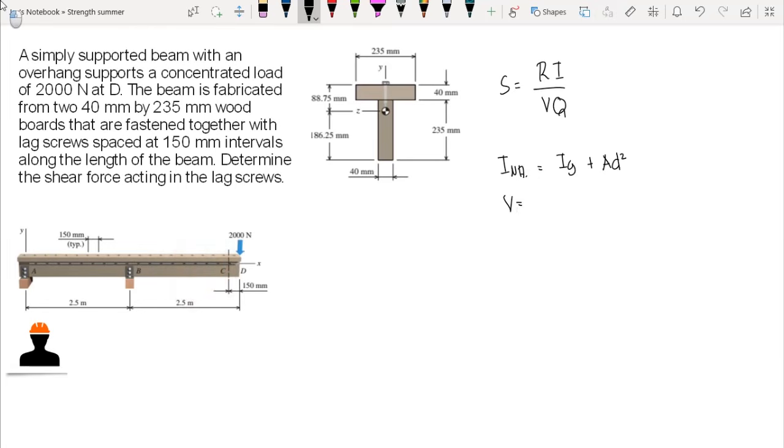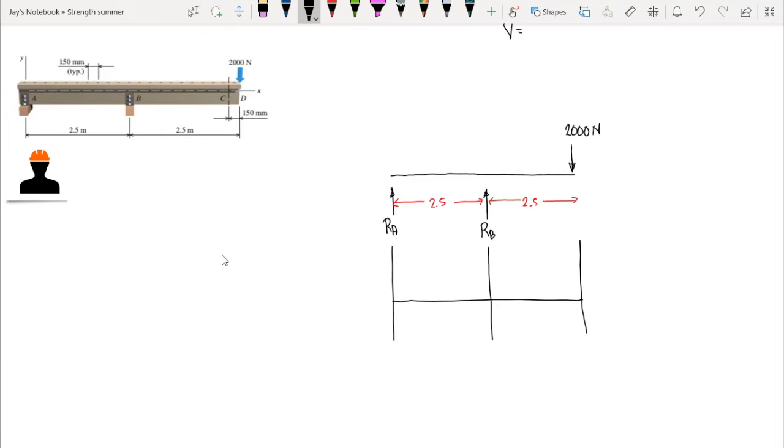So let's compute, or draw, the shear diagram of this beam. The first thing we do here is, of course, to compute for the reactions. We can sum up moment at A equal to 0, counterclockwise positive. Then we have RB times 2.5 minus 2,000 times 5 is equal to 0. And we have the value of RB here, which is equal to 4,000 Newton.